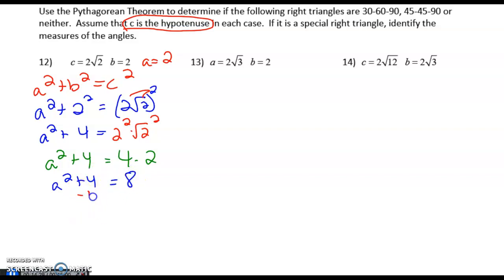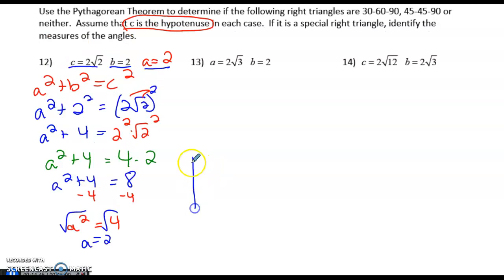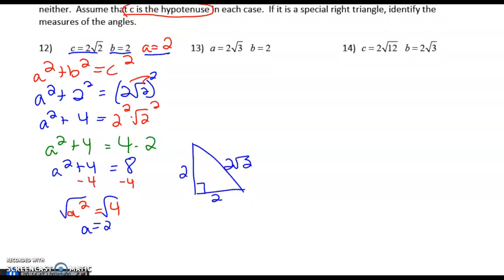Next step, we want to subtract the 4. And finally, take the square root. So now we have our 3 side lengths. So what type of triangle would this be? It might be helpful to draw the picture as well. So this will be our 45, 45, 90 triangle. All right, go ahead and finish up the worksheet and then you can submit it on Canvas.